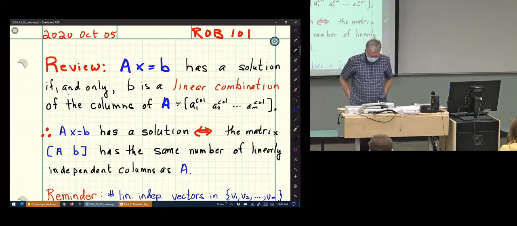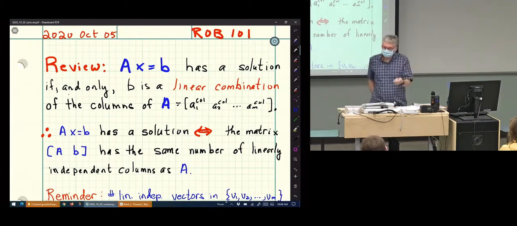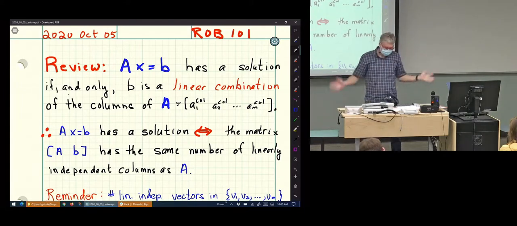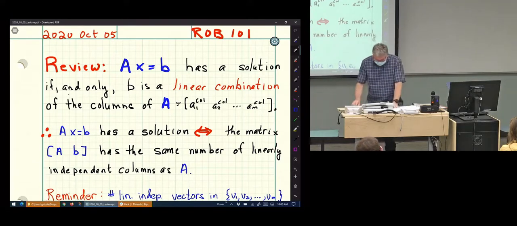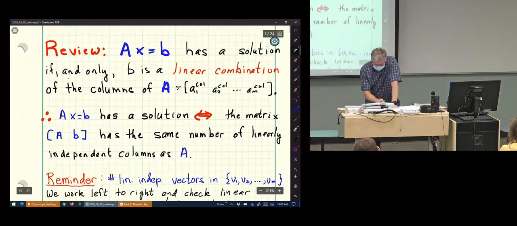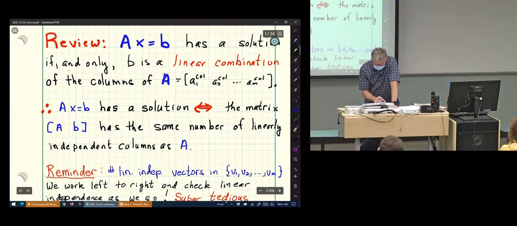So when we opened the course, we did a couple of examples of systems that have unique solutions, no solutions, or an infinite number of solutions. And so now, in this chapter, we're just solving that completely. So let's remember that AX equals B. By writing down the columns of A times the components of X, we figured out that it has a solution if and only if B is a linear combination of the columns of A.